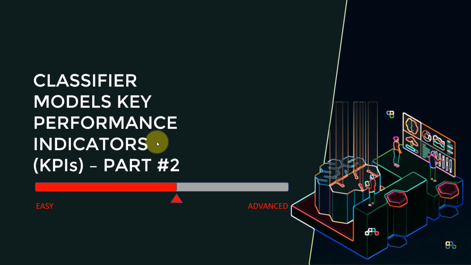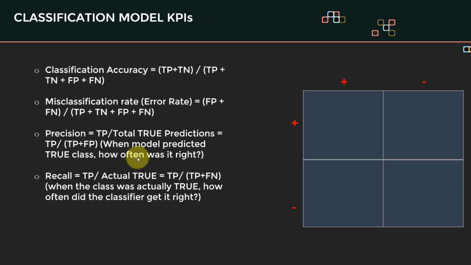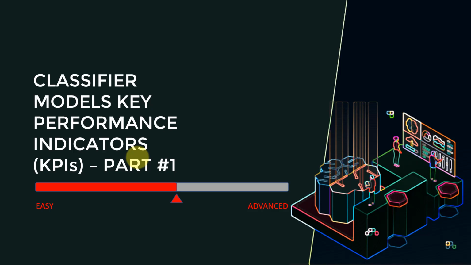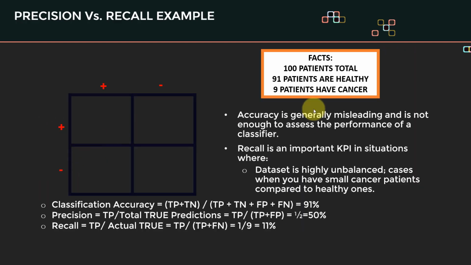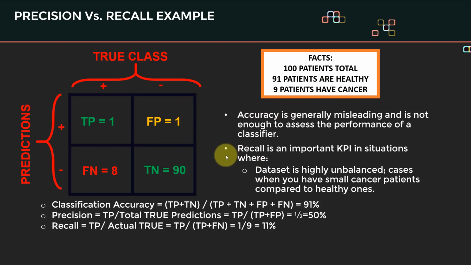In this lecture, we are going to continue with the classifier model's key performance indicators, or KPIs. If you remember, in the previous lecture we performed a quick review of confusion matrices, and we also introduced two new definitions: precision and recall. We also went through a quick example showing that classification accuracy alone is not sufficient to assess model performance. We have to be a little bit smarter. We have to take a look at additional KPIs such as precision and recall to have the full picture.